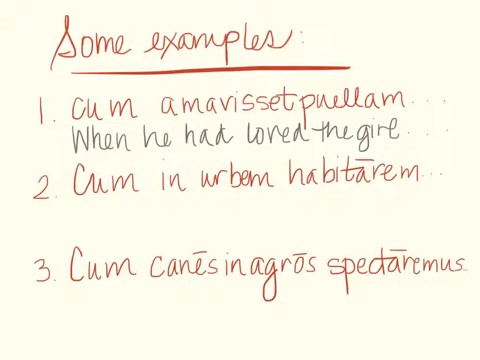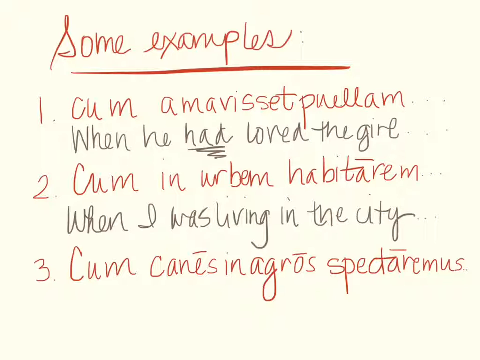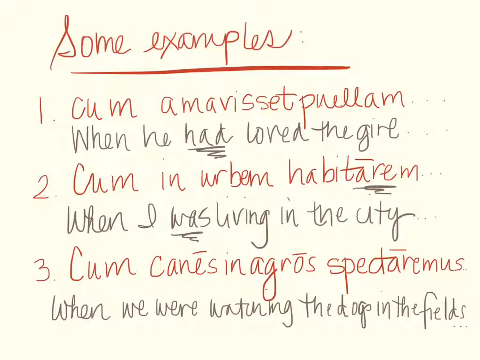We translate cum amavisset puellam as when he had loved the girl. Amavisset is pluperfect, so we have to include the word had. Number 2, we translate as when I was living in the city. Habitarem is in the imperfect, so we'll include that was. And number 3, cum canes in agris spectaremus, when we were watching the dogs in the fields. Again, spectaremus is imperfect, so we have to include that were.